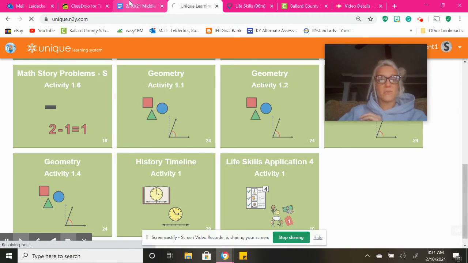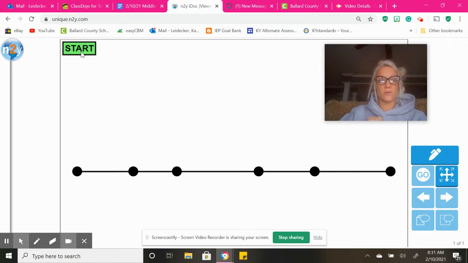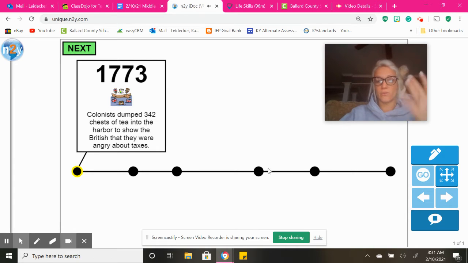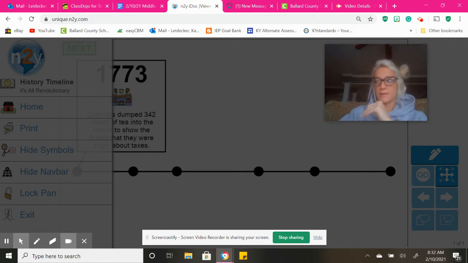Okay, then you have your history timeline. It says social studies, complete the timeline. So honestly, you're just hitting start and it's going through. It's going through what we're learning about this month in our history unit, going over the timeline.